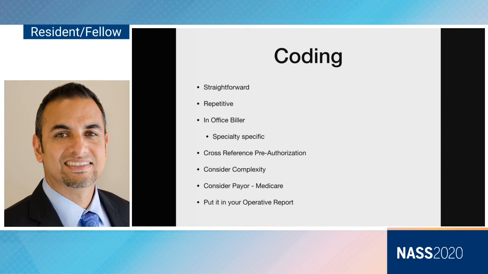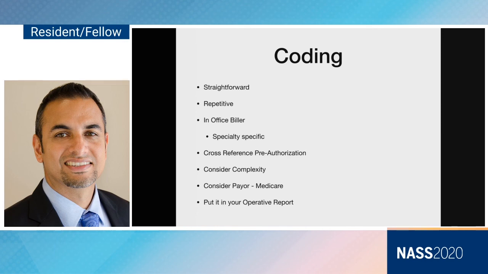You may wish to cross-reference your pre-auth. So in the pre-authorization that your scheduler submitted to the insurance company, they asked for authorization for certain codes. If you're going to, make sure you include those, but if you're going to add additional codes, also, again, ensure that your documentation reflects that.